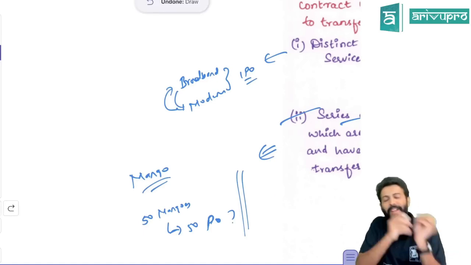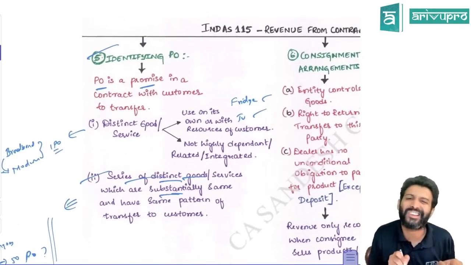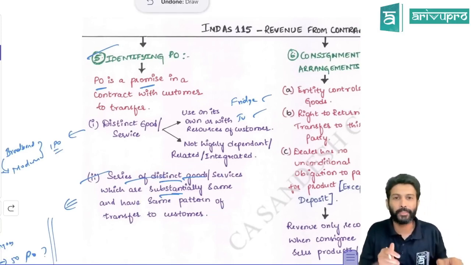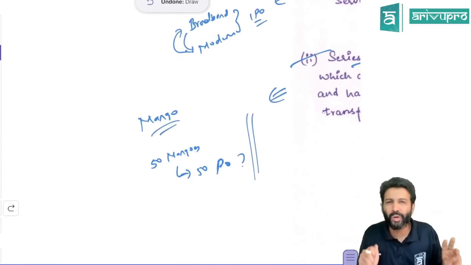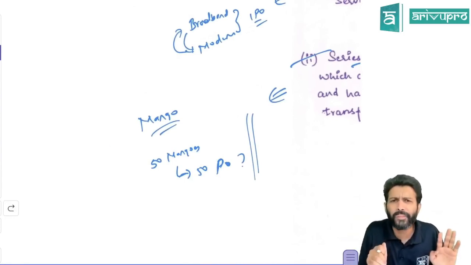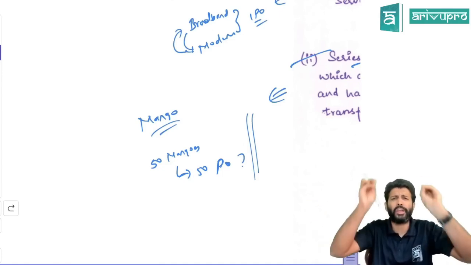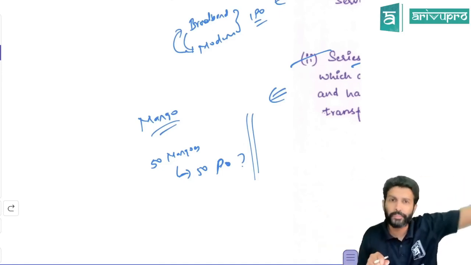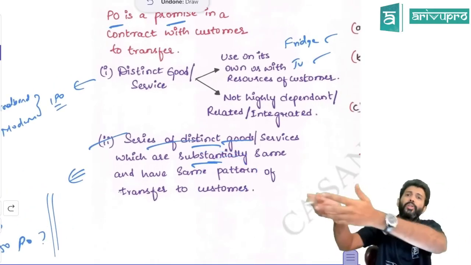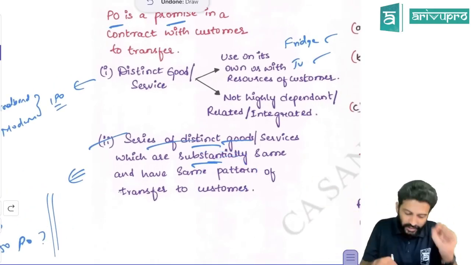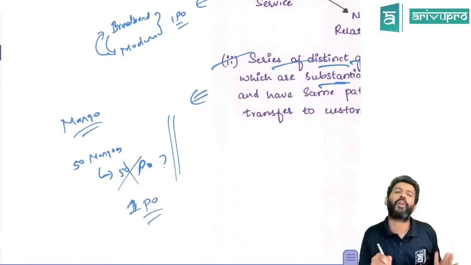Correct or not? Hence, they brought in one more thing in their definition: a series of distinct goods or services which are substantially the same and have the same transfer pattern to the customer. So in this particular case, though there are 50 different mangoes, they're all more or less mango only. They're substantially the same. And will the mango dealer sell each mango separately? No, all the 50 mangoes, he'll put in one box and give it to me. Yes or no? That means what? They're substantially the same and have the same transfer pattern. The way of distributing or selling them is also more or less the same. If this is the case, we will not treat them as 50 performance obligations. We will treat them as a single performance obligation.